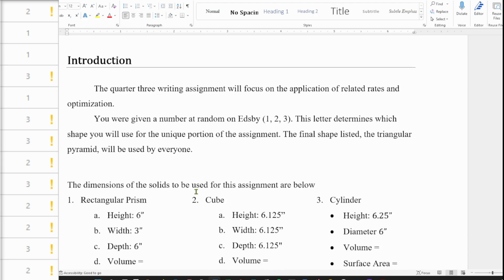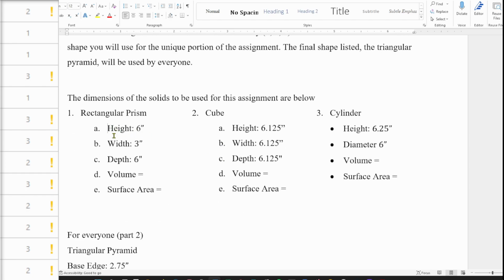So you will focus on the application of related rates and optimization in this project, and everyone was given this number on ESB. That's on the left-hand side of the screen right now. And here's what we have. These are the dimensions of the rectangular prism. If you were assigned number 1, you need to find the volume and surface area for this rectangular prism. If you were given number 2, the cube, you are going to use these dimensions to solve for the volume and surface area. And if you're given number 3, you're going to do the same thing, find the volume and surface area for this cylinder.